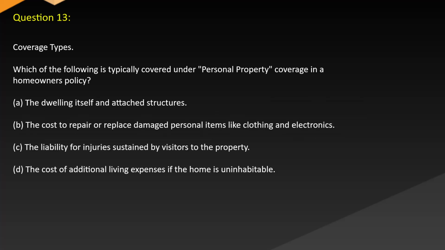Question 13. Coverage types. Which of the following is typically covered under personal property coverage in a homeowner's policy? A. The dwelling itself and attached structures. B. The cost to repair or replace damaged personal items like clothing and electronics. C. The liability for injuries sustained by visitors to the property. D. The cost of additional living expenses if the home is uninhabitable.